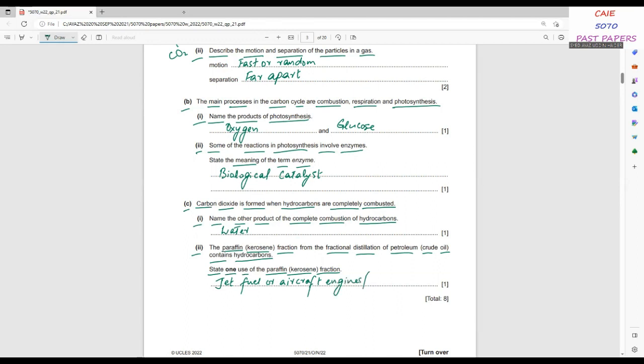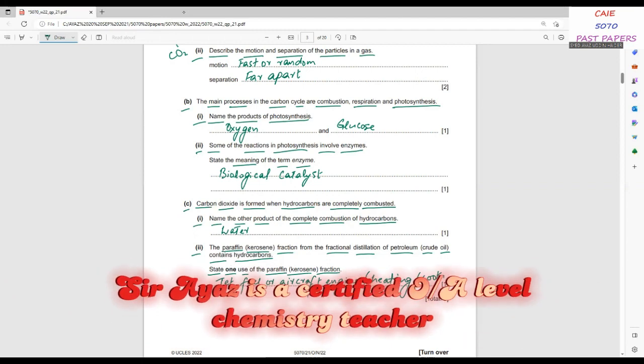Kerosene can also be used for heating and cooking purposes. So you can write heating, cooking. It's also used in lamps or in lighting purposes.